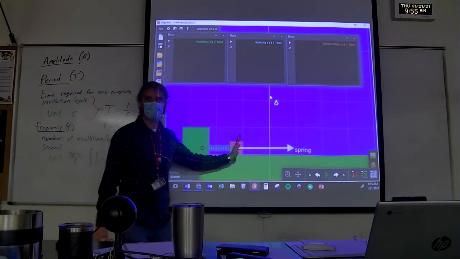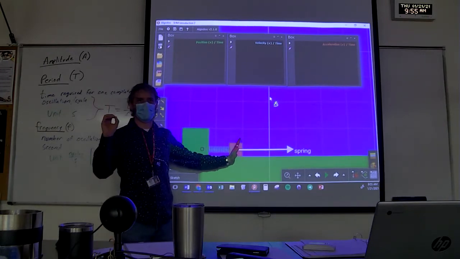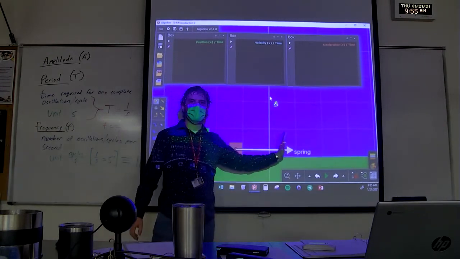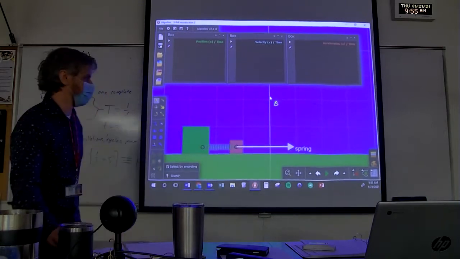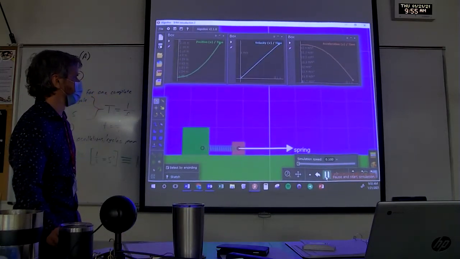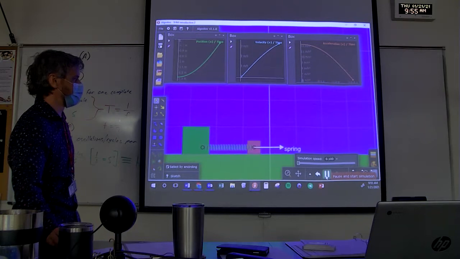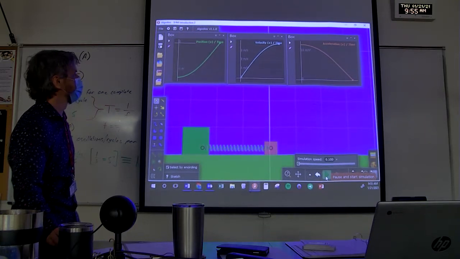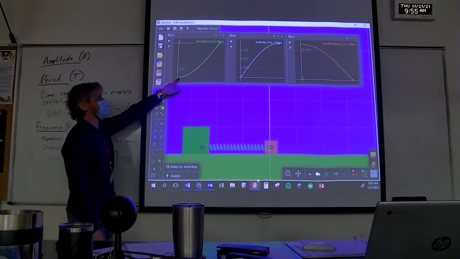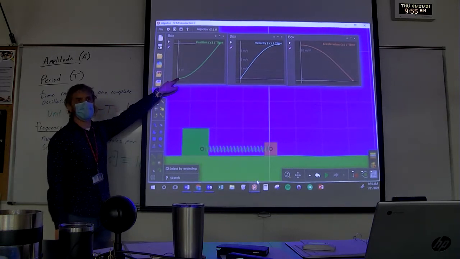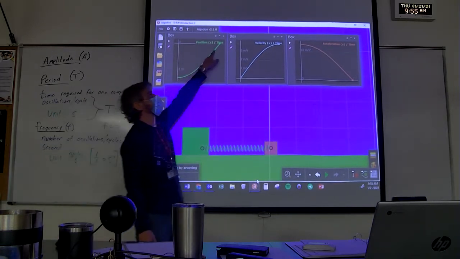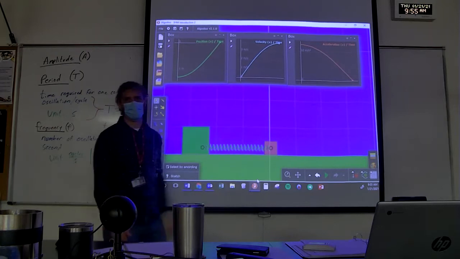We start at maximum negative displacement, 0 velocity. And then I'm going to let the graphs go until we get to equilibrium, and then we'll talk about the graphs. So I let it go until we get to equilibrium, which is when the spring force becomes 0. It started at maximum negative amplitude, maximum negative position, and then ended up at the 0 mark, which is our equilibrium position.